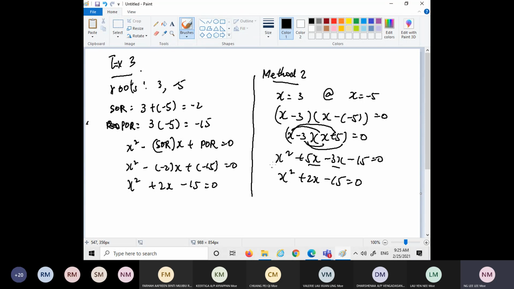So there are two methods. Next we go to example number 4.